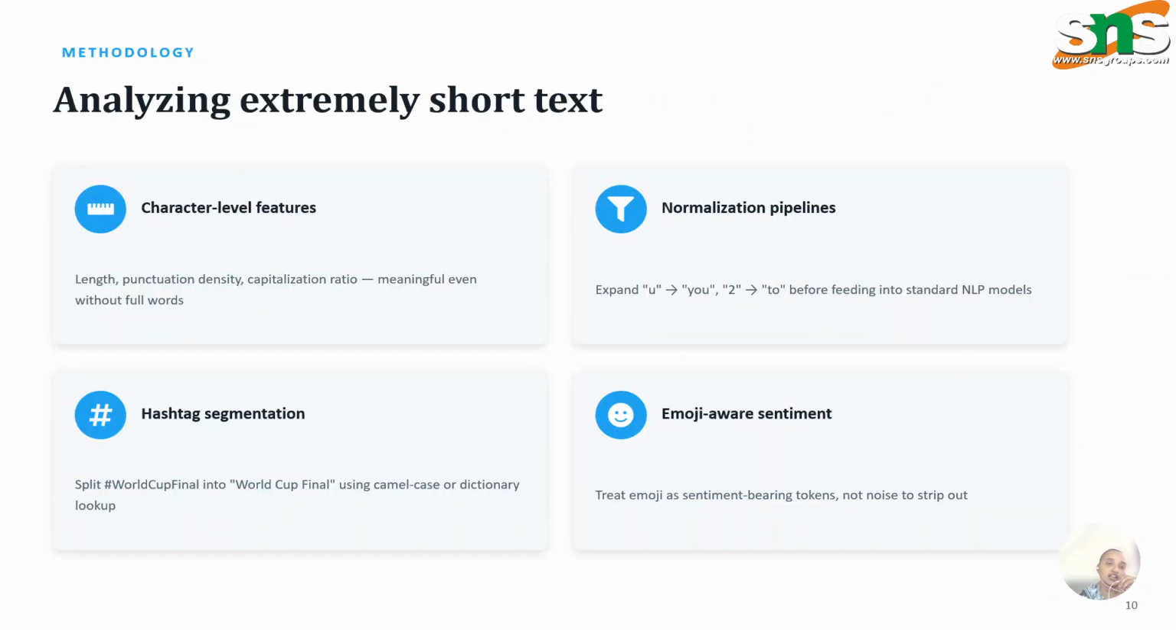Okay, the next one, analyzing extremely short text, that is called tweets. There are four steps. The first one is character-level features. Second one, normalization pipelines. The third one, hashtag segmentation. Then emoji-aware sentiment. These are called analyzing extremely short text, that is called tweets. Thank you so much.